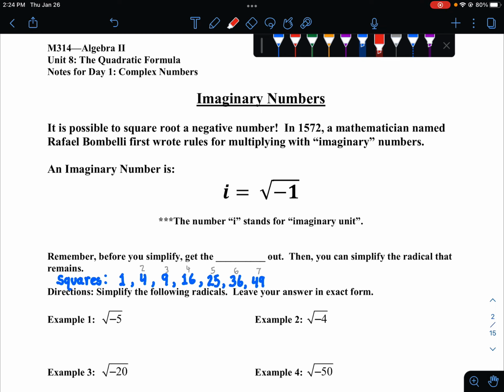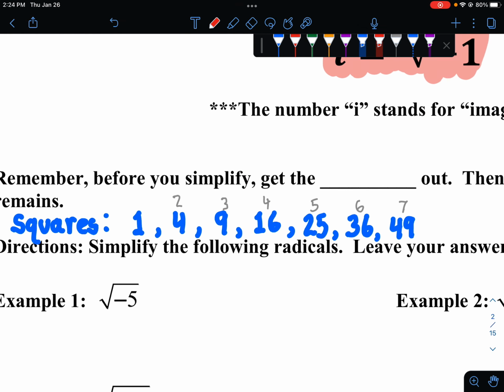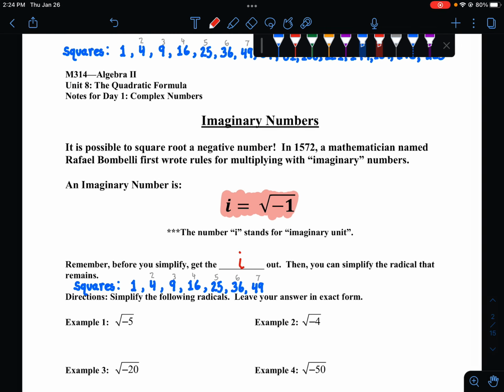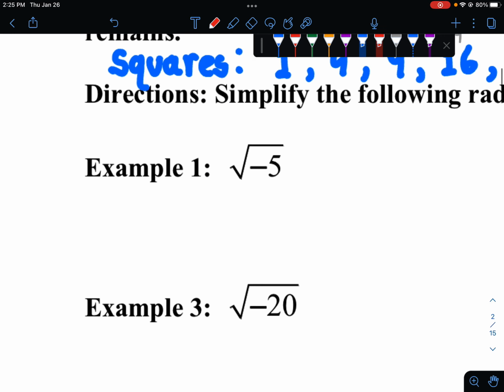The big takeaway today is that when we see a negative underneath a root, we're going to open up our numbering system to the complex numbers. So this doesn't change our simplification much, except before we simplify, we are going to get the i out. So as soon as you see a negative underneath a root, the first thing to do is to get the i out. I kept my perfect squares around. If you want to pause the video and write down the perfect squares, now might be a good time to do that. Let's start with example number 1.